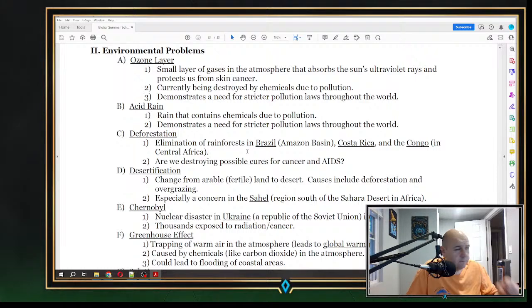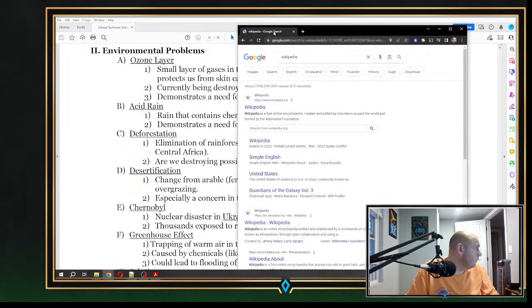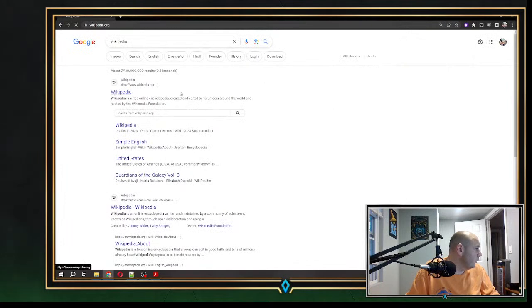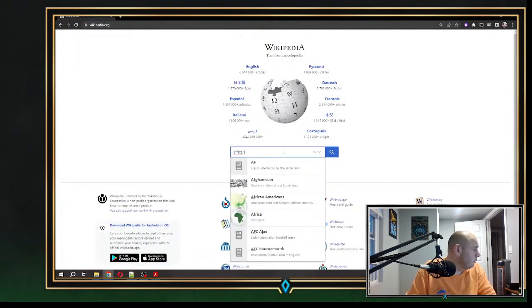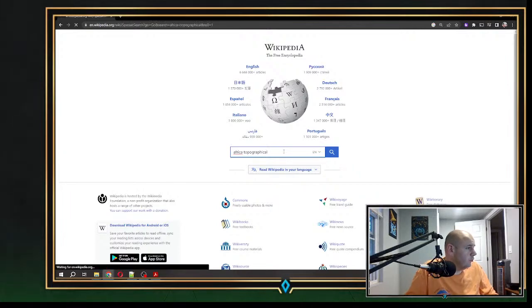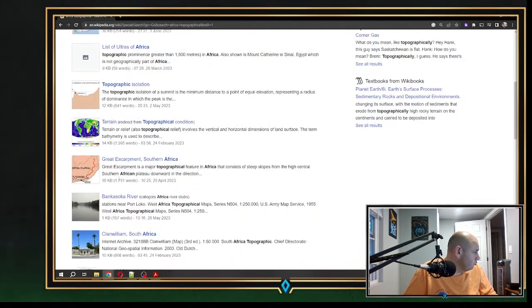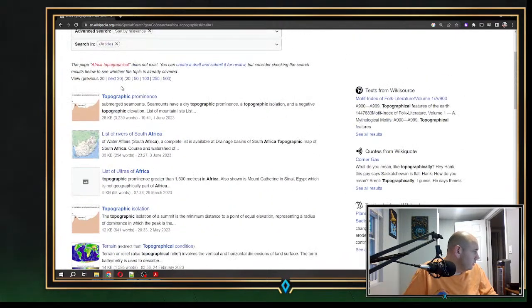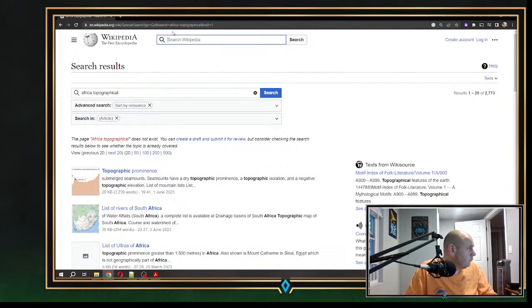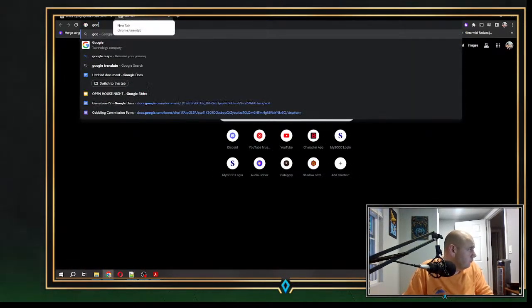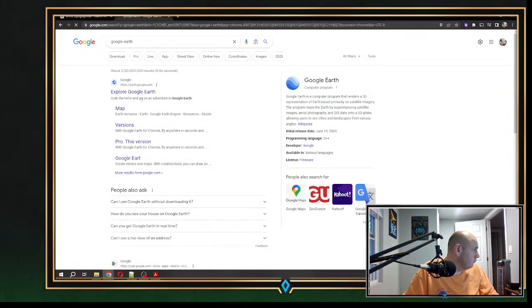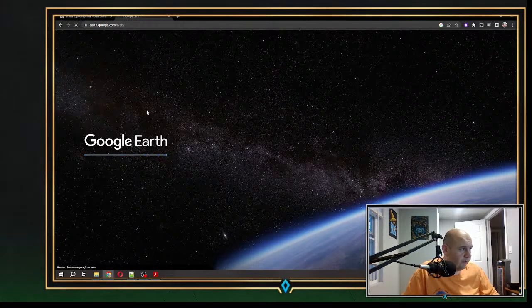So you have desertification. So let me pull up a map here for us. Let me get Wikipedia going. If we go to Wikipedia and we go to a topographical map of Africa, I could have done this with Google Earth too, I suppose, but whatever. Alright, one second, let me do it this way. Okay, we will use Google Earth after all.